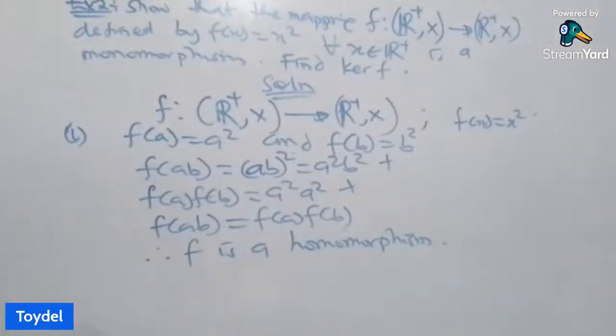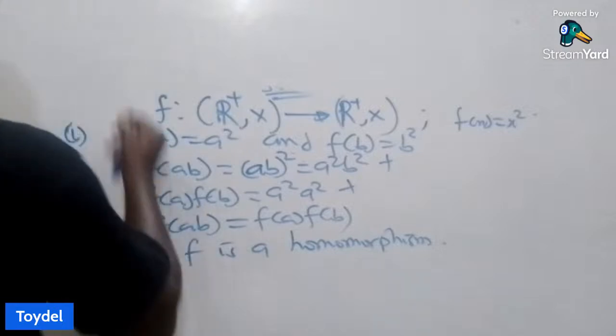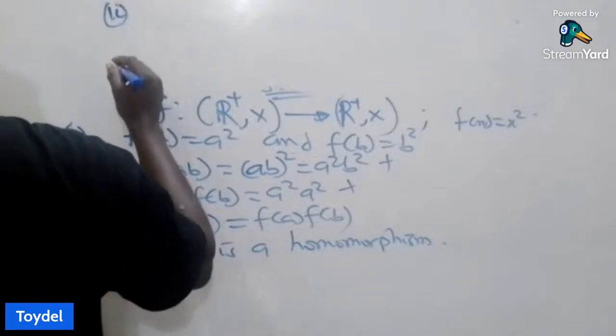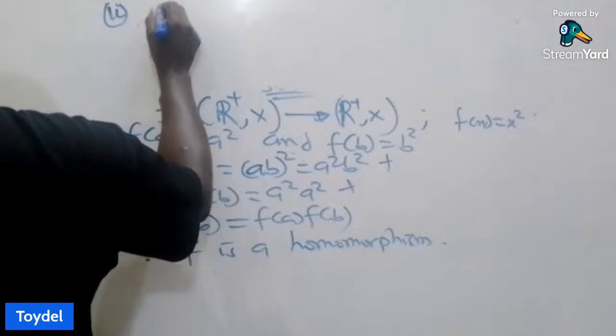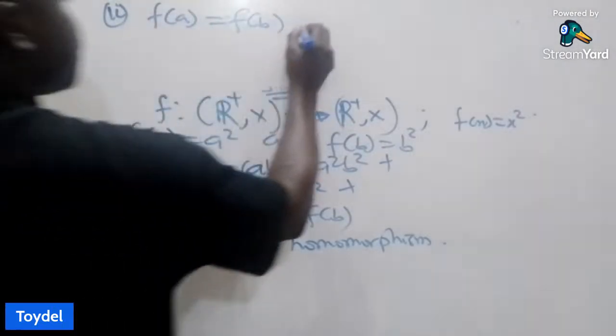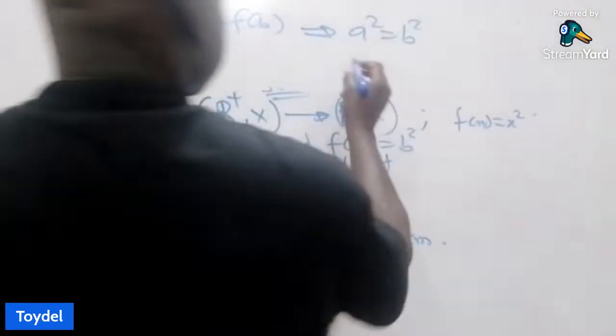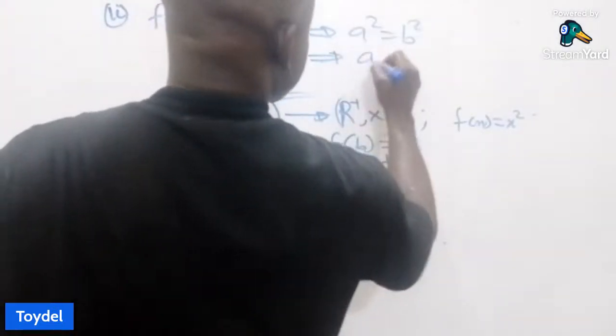So we have shown one out of the two conditions. We have shown that f is a homomorphism. Then we go ahead and show the second condition, which is one-to-one. So let me clean here. I don't want to write below. The second condition for this to be a monomorphism is that it must be injective. That is, f of a is equal to f of b. That's the condition for injective. F of a equal to f of b implies that a squared is equal to b squared. And of course, this implies that if you take the square root of both sides, a is equal to b.